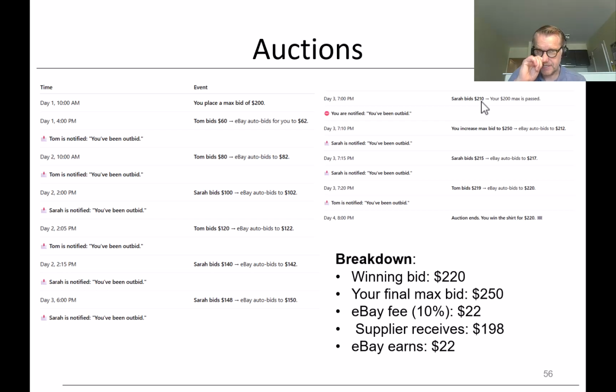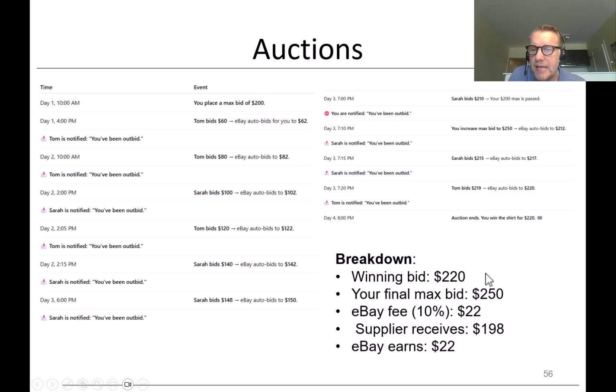So obviously, because it's a t-shirt of Club Brugge, I highly want it. So I increase my bid to 250. Because Sarah had 210, eBay outbids with 212. Sarah bids 215, eBay bids 217, and then Tom bids 219, eBay bids 220 for me. Auction ends and I pay 220. So the winning bid is 220.